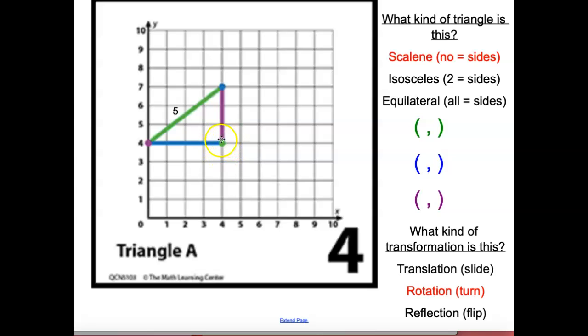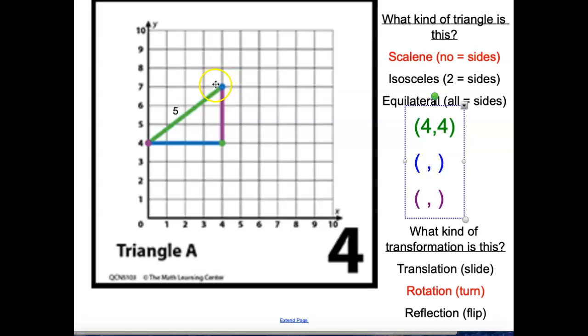Start with your green point. How many over and how many up do you need to move to get your green point? Pause the video and press play when you're ready for the answer. If you said 4, 4, you are correct.